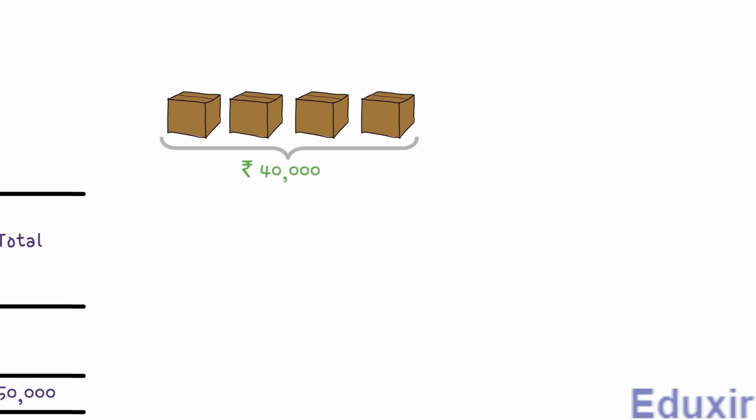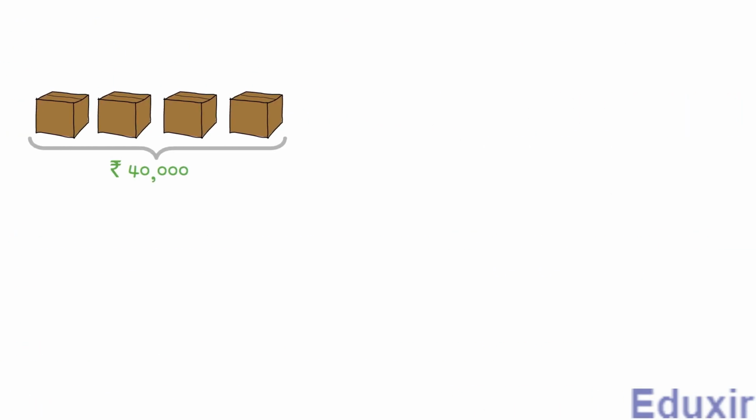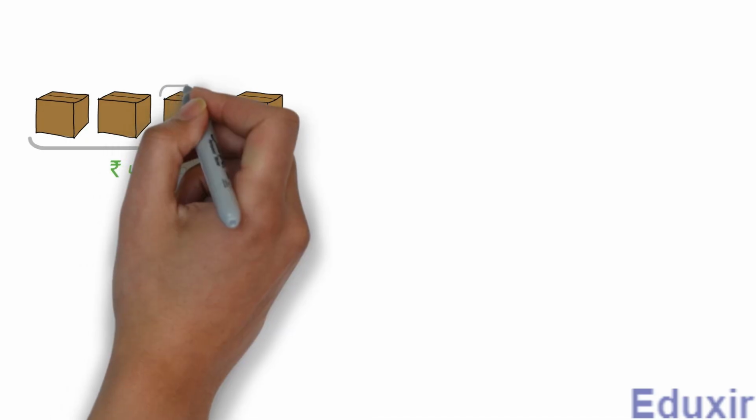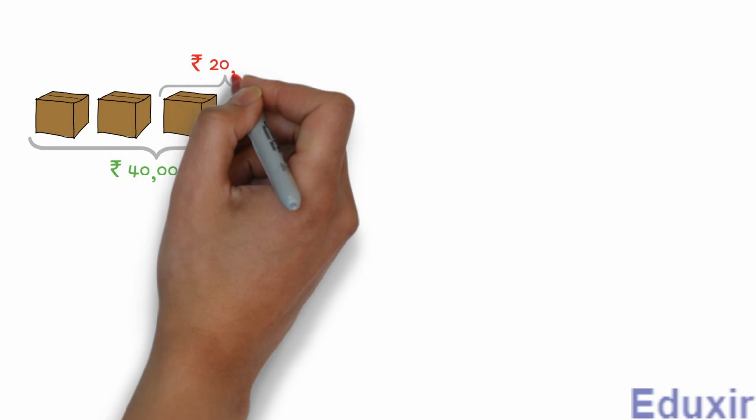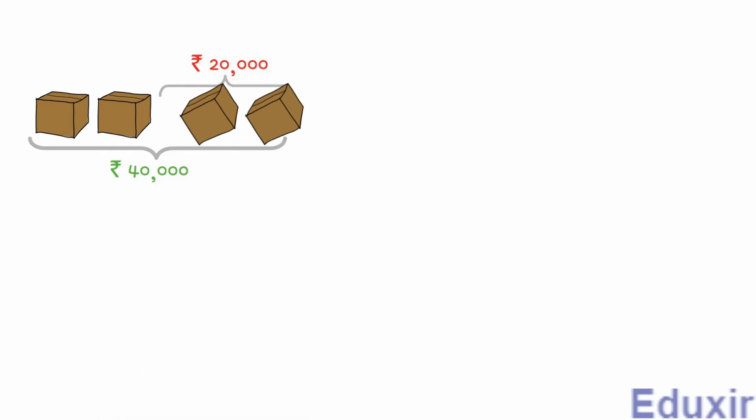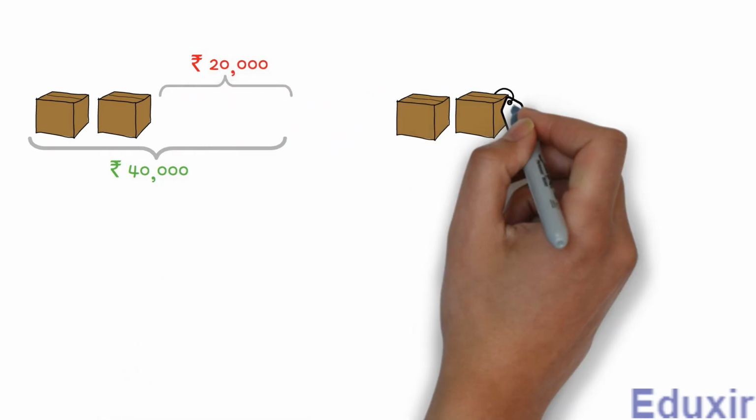Let me show this diagrammatically. So the business has 40,000 rupees worth of goods. From these 40,000 rupees worth of goods, the business is selling 20,000 rupees worth of goods, and these goods are sold for a sale price of 26,000 rupees.